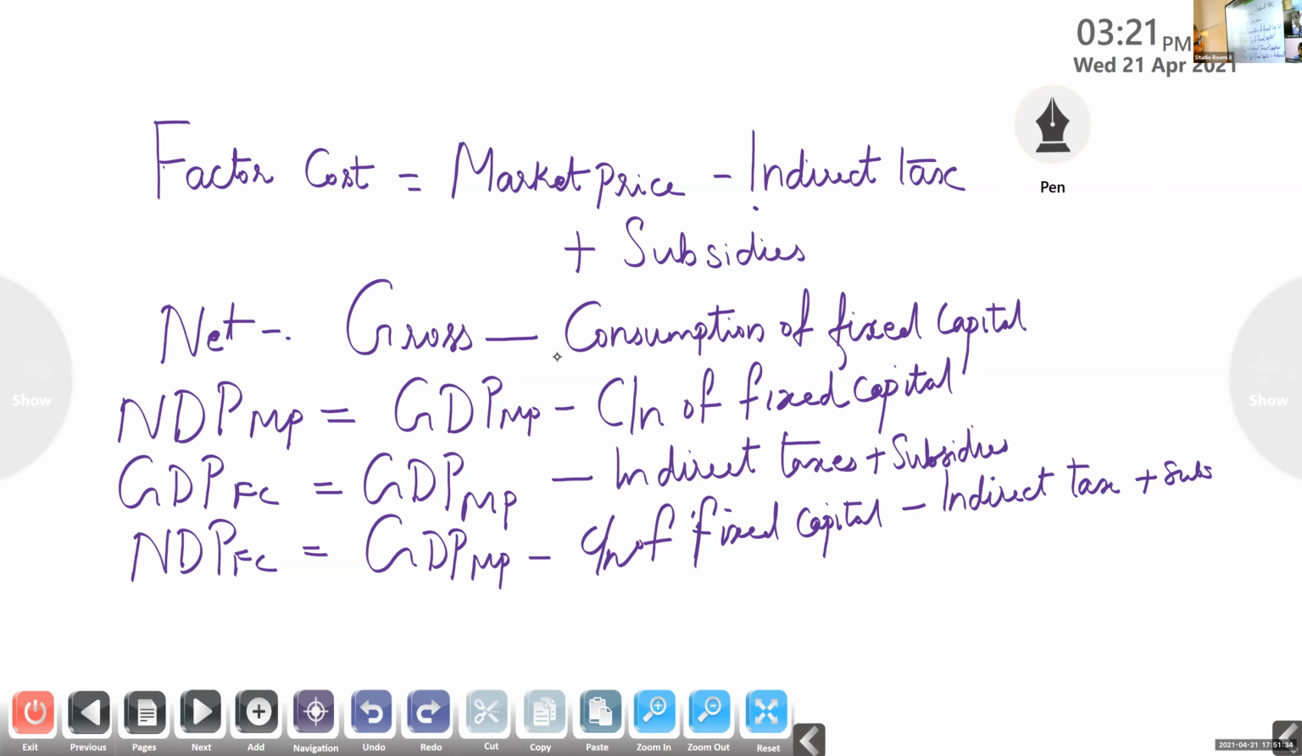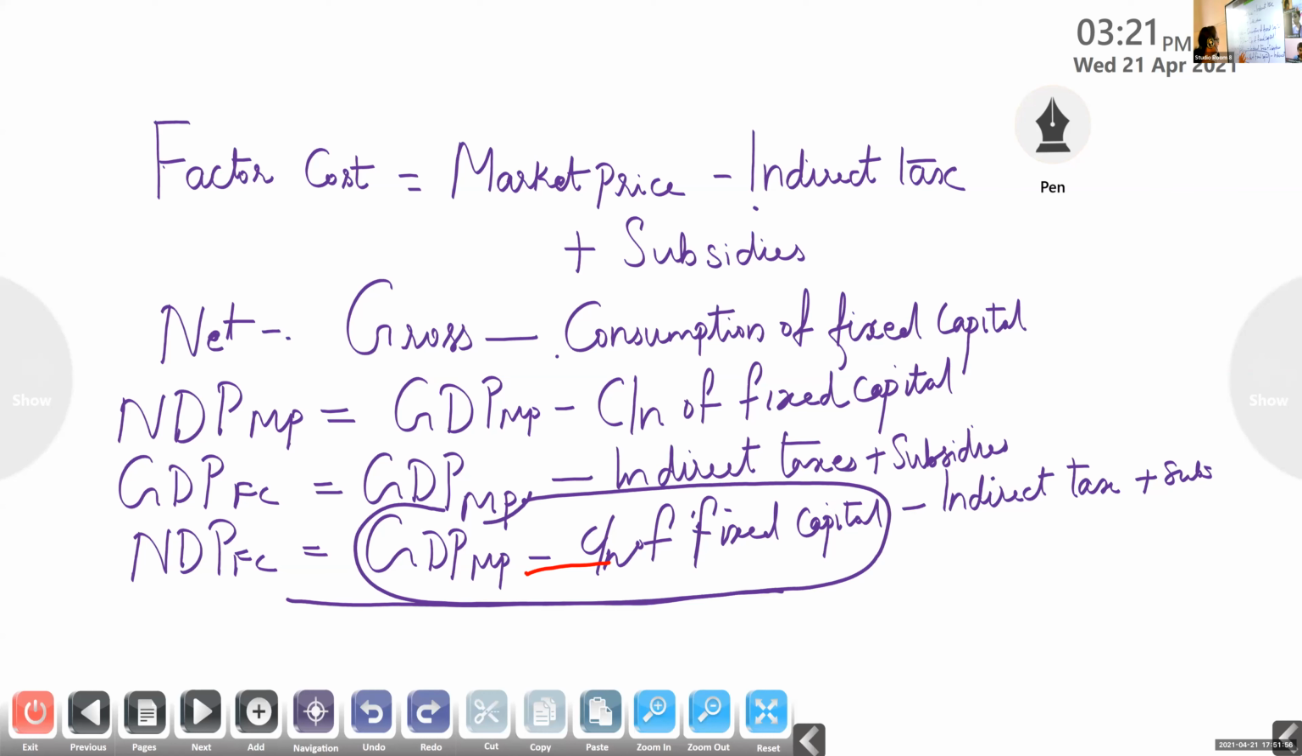And the other three I discussed now, I just asked you what the formulas are. NDPFC, which is the last one I asked you, instead of this what can you write? GDPMP minus consumption of fixed capital. What can you write? NDPMP. Okay, correct. Now I hope you are thorough with these formulas. Okay, we are going to the next one.